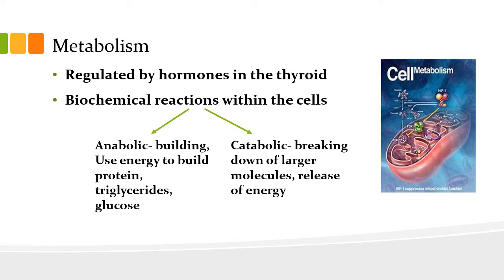Now the body has to use the nutrients, and this process is metabolism. It's regulated by hormones in your thyroid. Biochemical reactions within the cells. There's two types: anabolic, which is building. It uses the energy to build protein, triglycerides, and glucose. And catabolic, which is the breaking down of larger molecules in order to release energy.